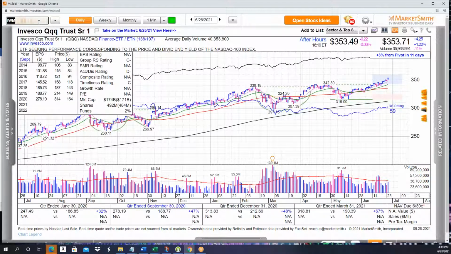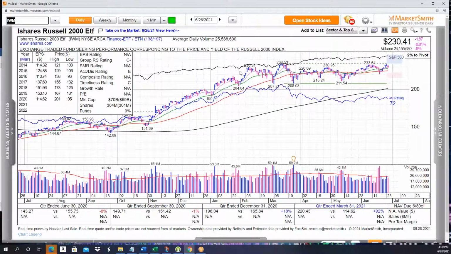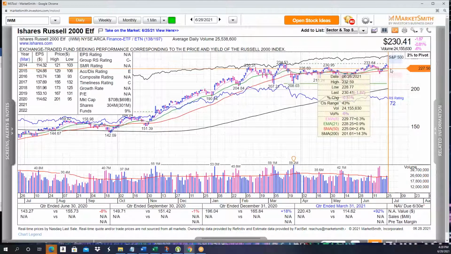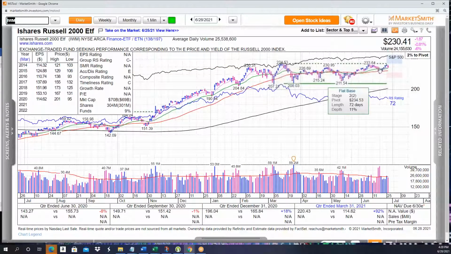The small caps are looking better than the mid caps. You can see they held their moving averages here above the 21 by about 1%, kind of sitting slightly above the 8-day. IWM continues to look better than mid caps, which I've said in a few previous videos. For a while, it was the opposite way around. Earlier in the year, mid caps looked a lot better than small caps.